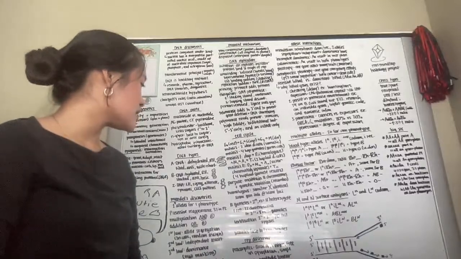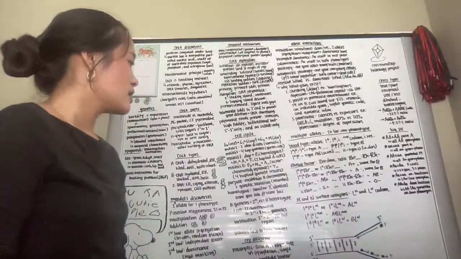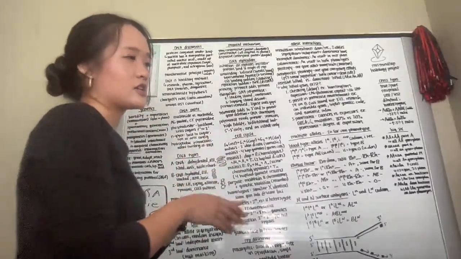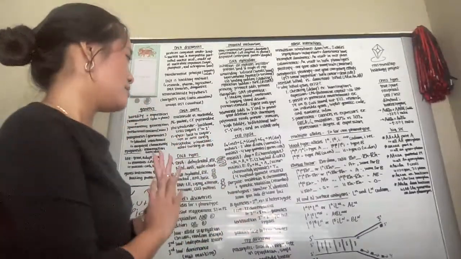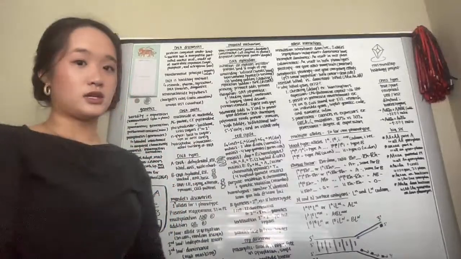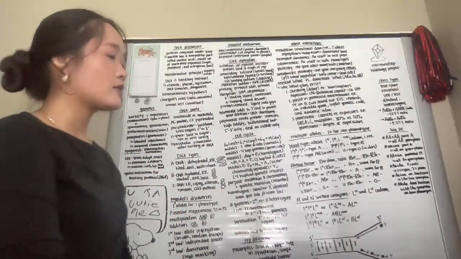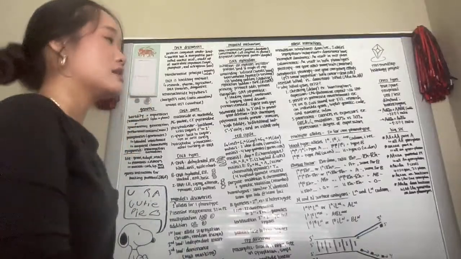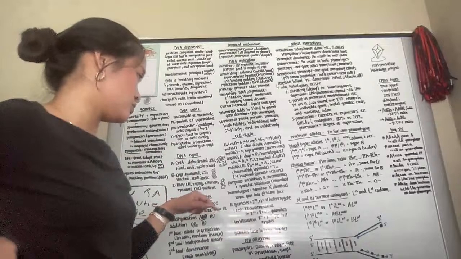where n is the number of heterozygotes. So for example, if it's capital A lowercase a, capital B lowercase b, capital C lowercase c, then the number of gametes possible would be 2 to the power of 3 because there's 3 heterozygotes. If it's capital A, capital B, capital C, lowercase c, then it's only 2 to the power of 2.